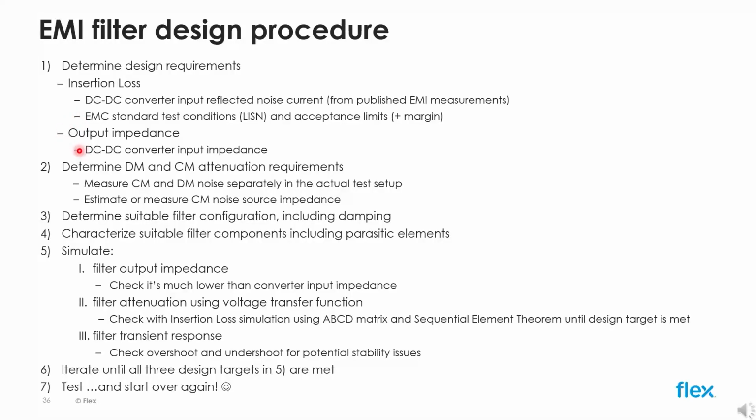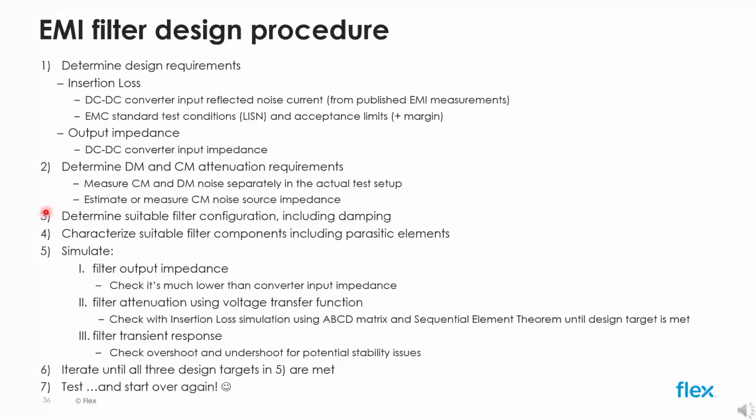For the output impedance, the input data are the DC to DC converter input impedance. Second, we need to determine the differential mode and common mode attenuation requirements separately. So we need to measure common mode and differential mode noise using either a power splitter or a differential mode rejection network in the actual test setup. And then we need to estimate or measure the common mode noise source impedance.